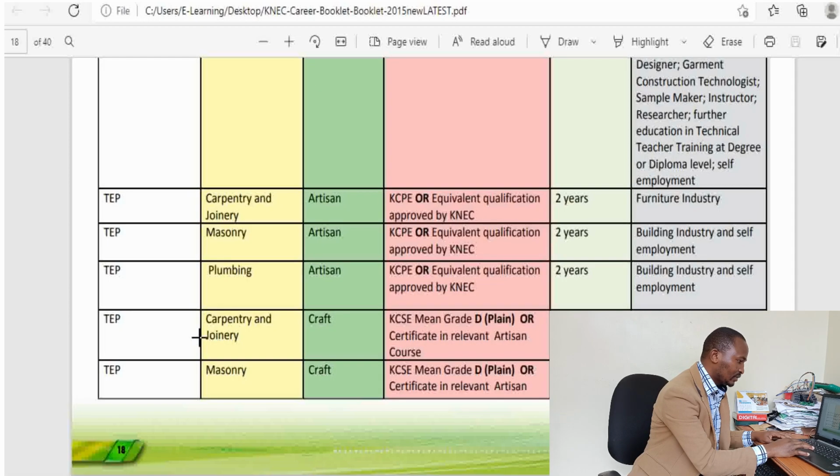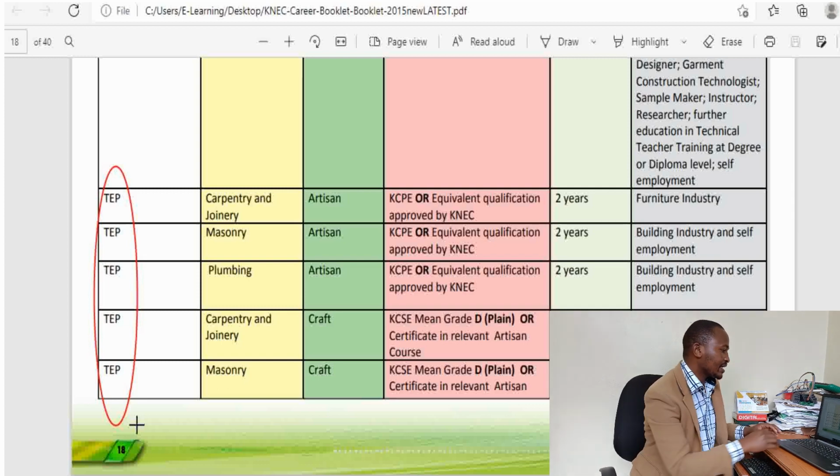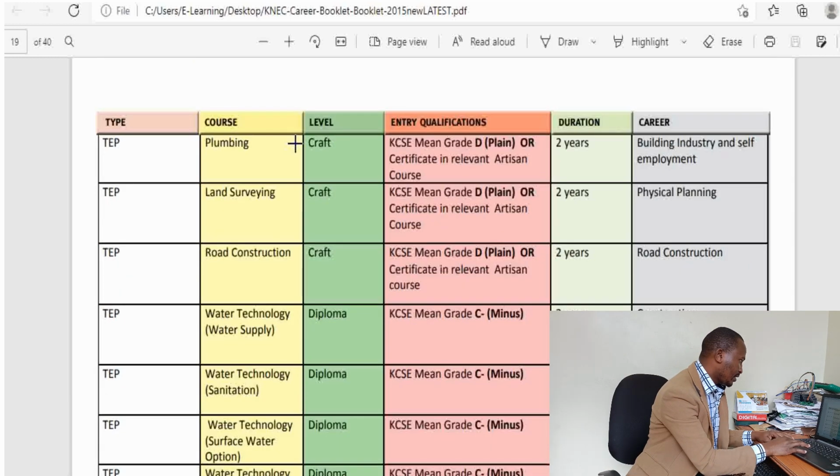But one thing I would like to clarify is that these courses are TEP, meaning that you join the course, do your first year, do your second year. During that duration, you'll be doing internal examinations. But at the end of the 2 years, you will sit for an external exam which is offered by the Kenya National Examinations Council. Then you have a certificate course in plumbing.